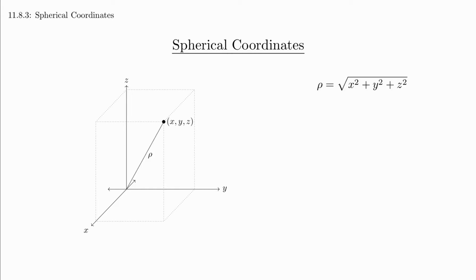Rho is the distance from the point to the origin. We can get this value using the distance formula. Theta is the same angle that we used in polar coordinates. To get this, we need to look at the image of the point when staring down the z-axis. Another way of saying this is that theta is the angle that we get in polar coordinates if we project the point onto the xy plane.